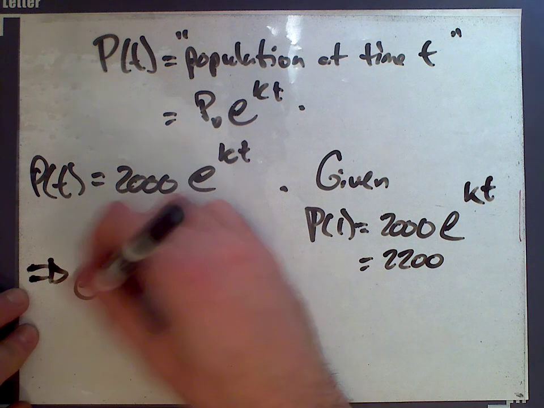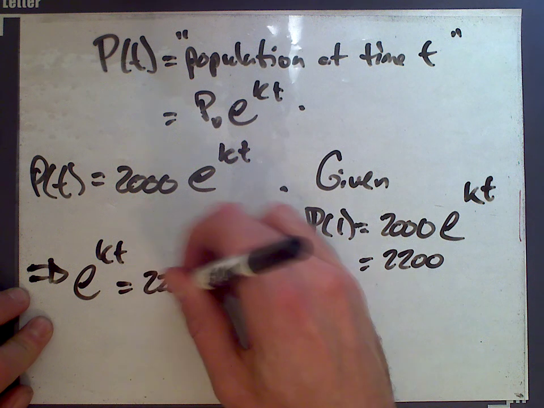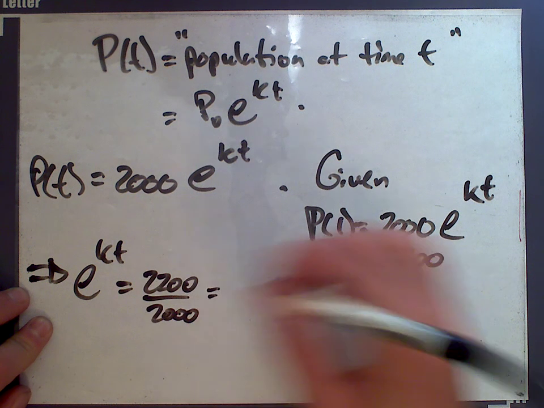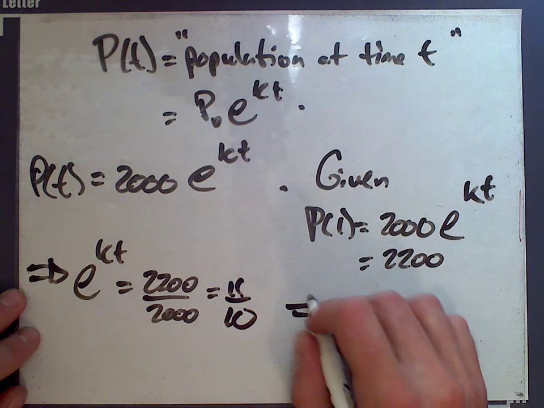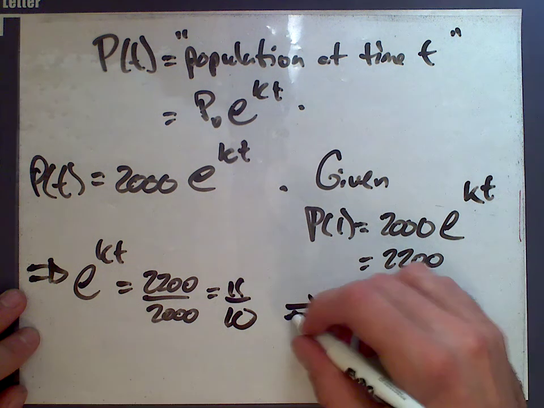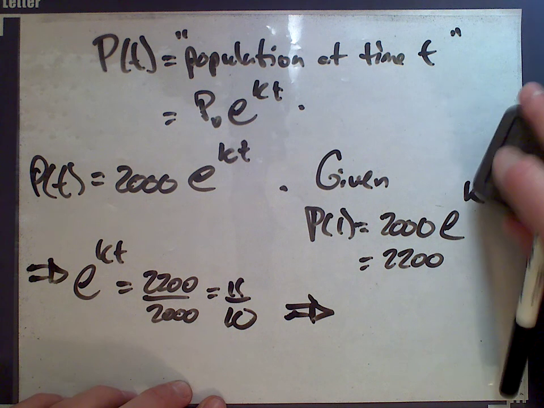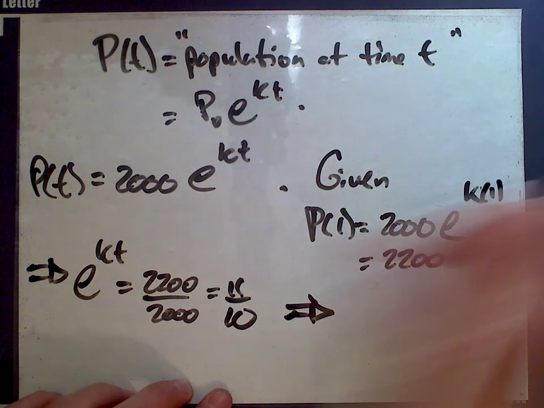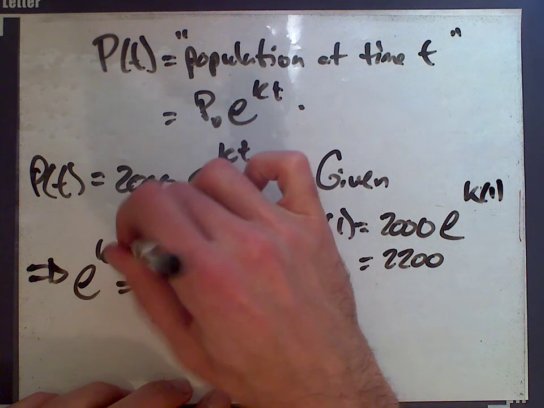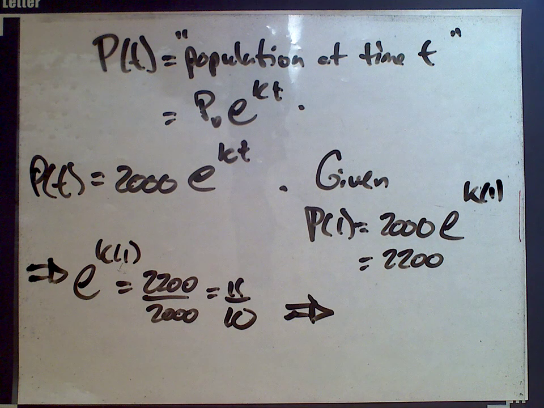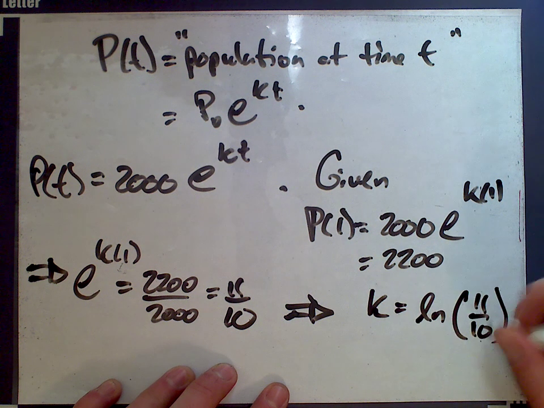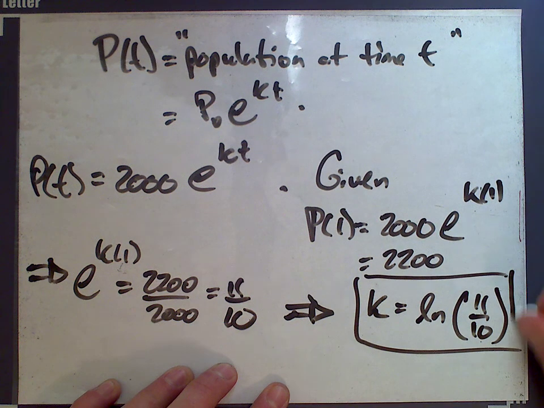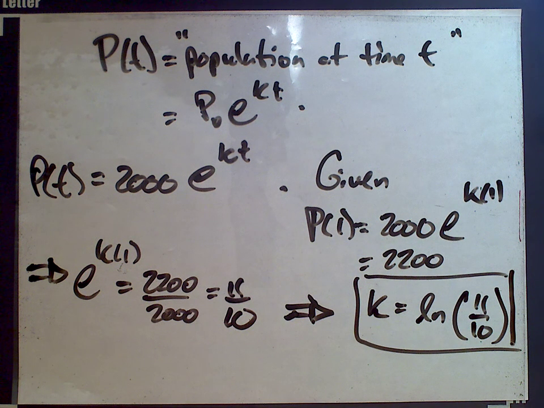What we get is e to the kt is 2,200 over 2,000, which is 11 over 10. We can fill in a 1 for t. We don't need to leave it as t. We know we're looking at the population at 1 p.m., so fill in that 1 for t. So e to the k is 11 over 10, which means k is ln of 11 over 10. Review your log rules if that's unfamiliar, but that's the value of k.